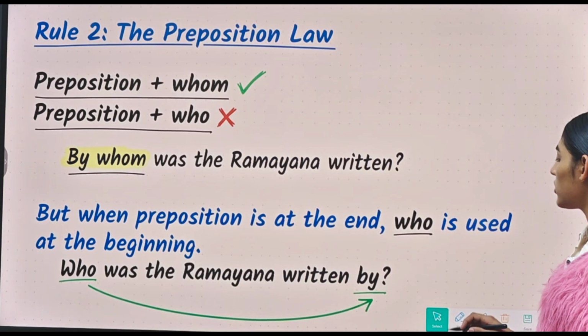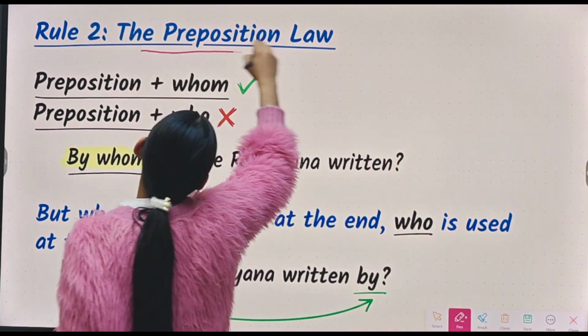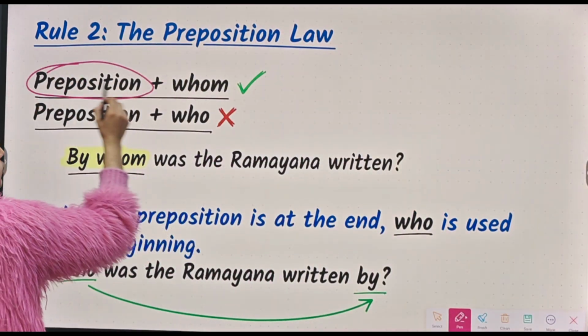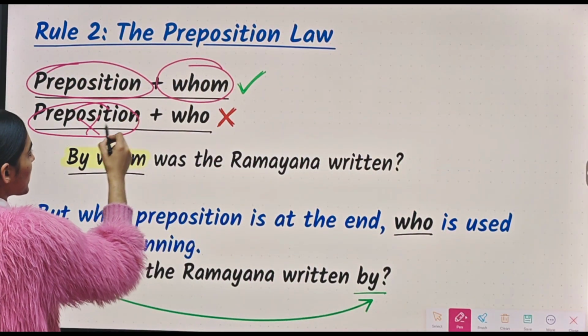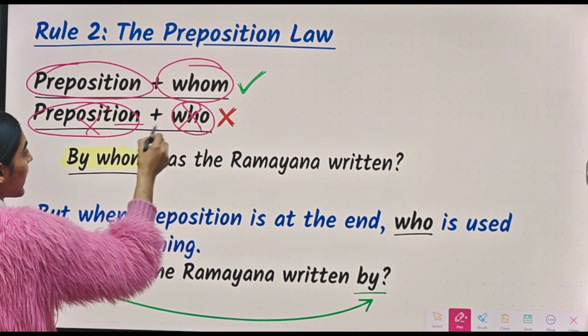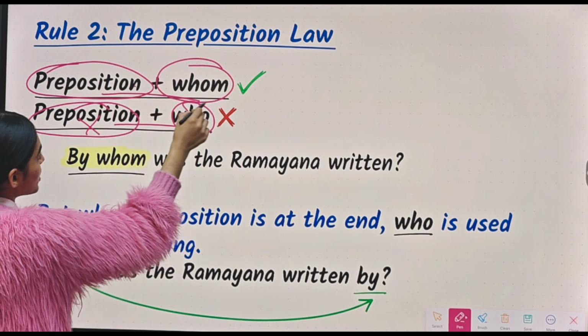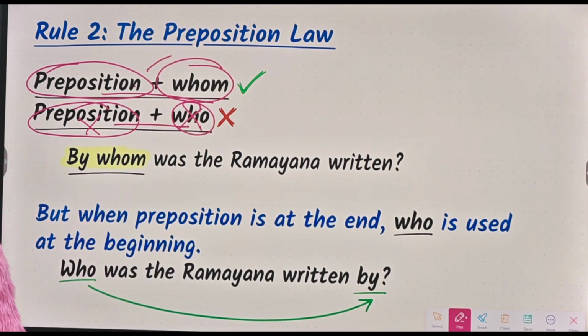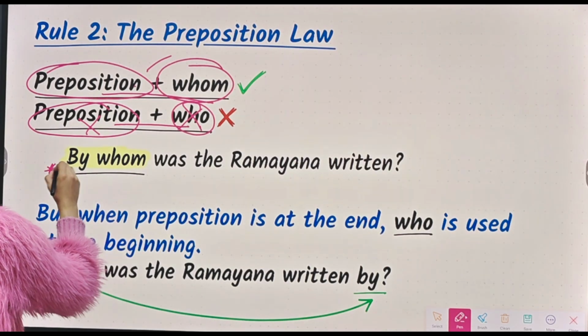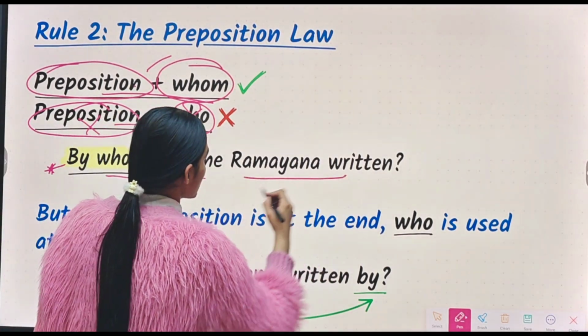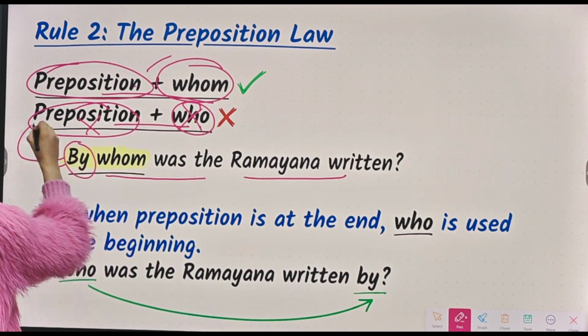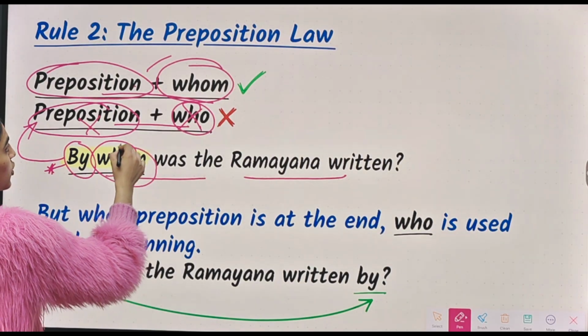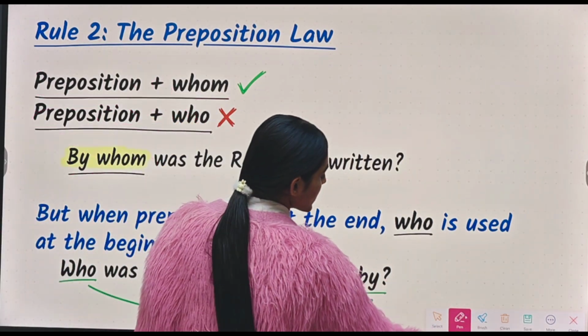So moving on, we have rule number 2. Let's see the preposition law. Along with a preposition, we will use whom. Along with a preposition, we cannot use who. Together, we cannot use them, but together preposition and whom we can use. Now, let's see the example that we have. By whom was the Ramayan written? So here, by is a preposition, and along with that, we can use whom, which is a pronoun.